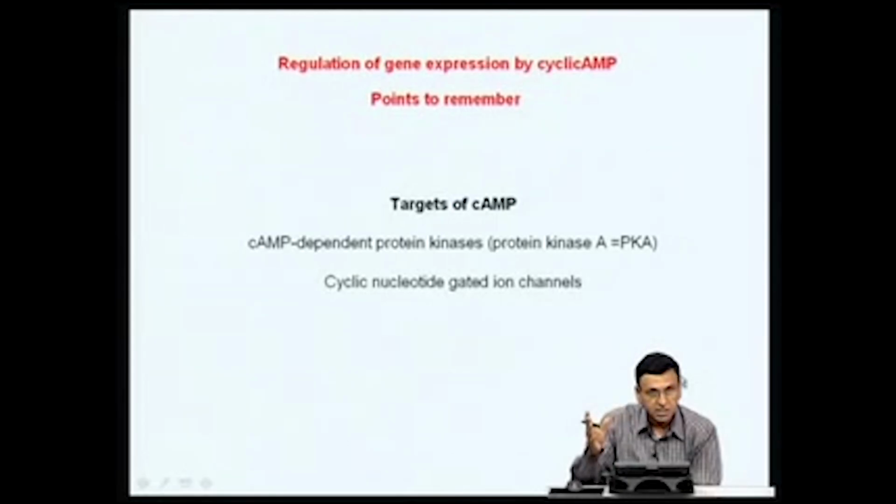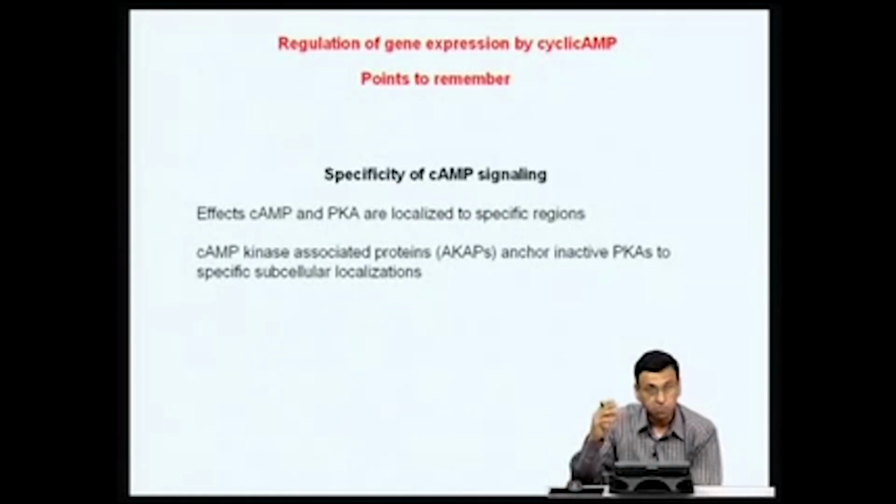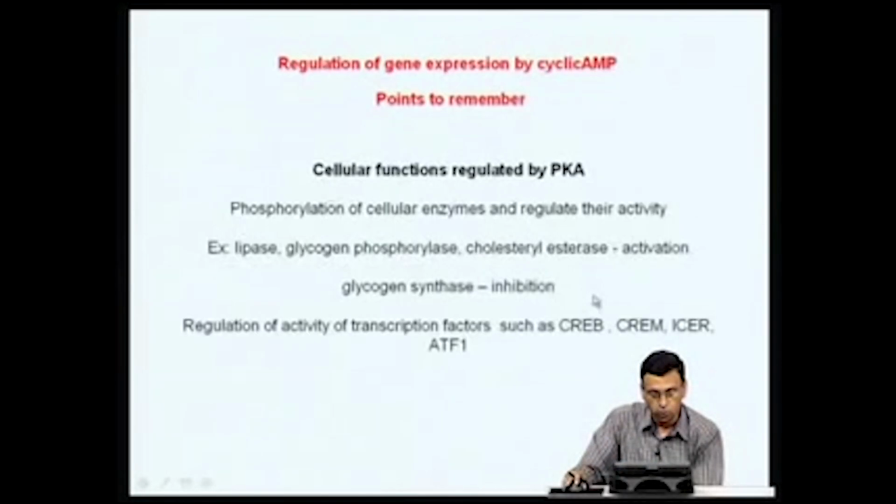Now, what are the targets of cyclic AMP? Cyclic AMP targets the cyclic AMP dependent protein kinases as well as cyclic nucleotide gated ion channels. We have not discussed this aspect because it is not linked to gene expression. Now, what is the specificity of cAMP signaling? Cyclic AMP and PKA are localized in specific regions, and A-kinase anchoring proteins, the AKAPs, anchor inactive PKAs to specific subcellular locations, which has a very important regulatory role.